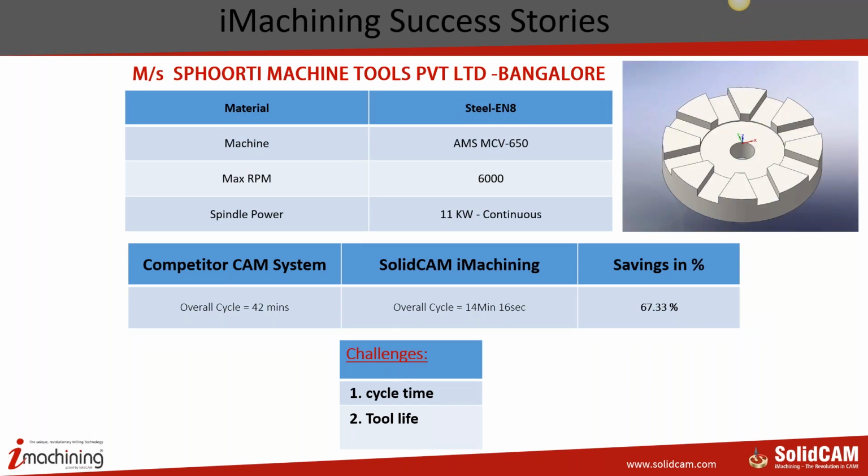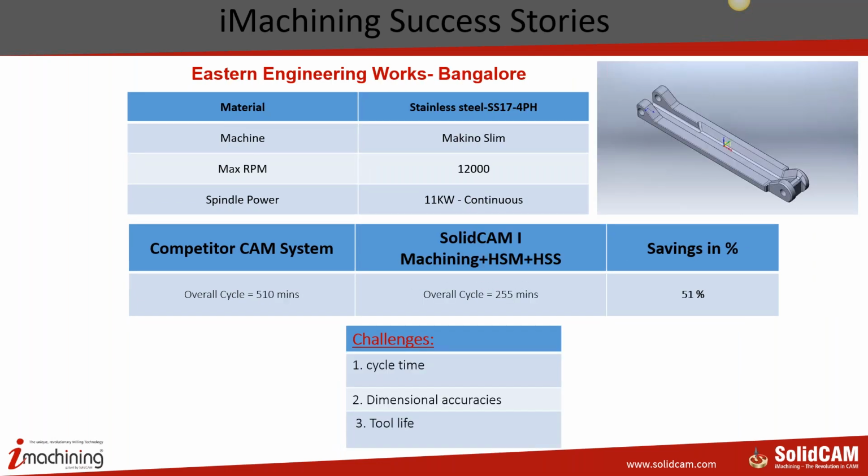Spurti Machine Tools, that's a turret part on an AMS MCV 650 with 11 kilowatt spindle, down from 42 minutes to 14 minutes, 16 seconds. And this part actually ran quite a long batch to check also the tool life, because they wanted to check if the tool life is what we are saying is true or false, but it came out pretty true. There was a dramatic increase also in the tool life.